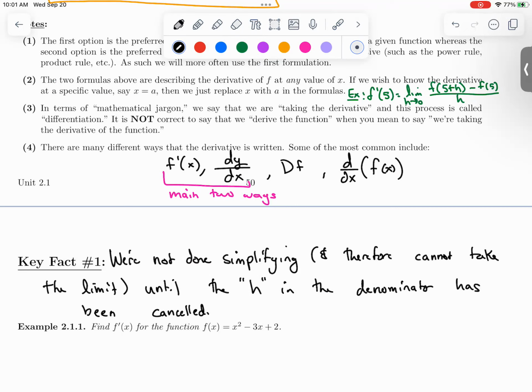We're not done simplifying and therefore cannot take the limit until the h in the denominator has been canceled. And the fun fact is that with everything we'll see in this course, there's always a way to cancel it. So you can rest easy if this problem shows up on any quiz or an exam, that you know that it's not the Yang-Mills existence and mass gap problem.